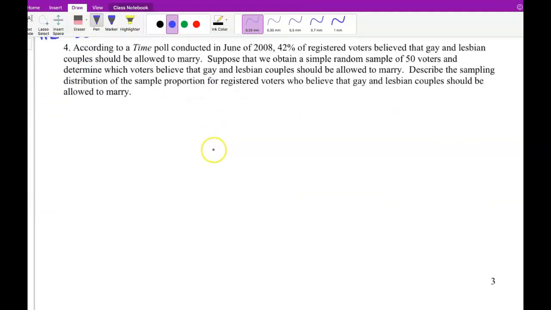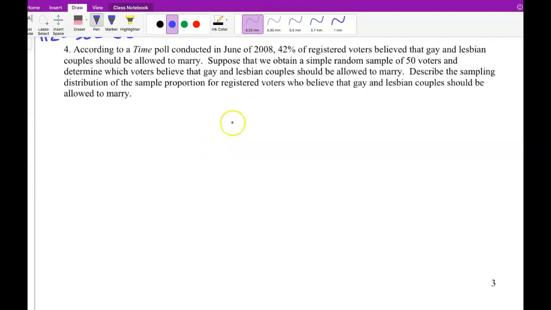Example number 4. In June of 2008, 42% of registered voters believed that gay and lesbian couples should be allowed to marry. Suppose they had a simple random sample of 50 voters and determined which voters believe that gay and lesbian couples should be allowed to marry. Describe this sampling distribution for registered voters.